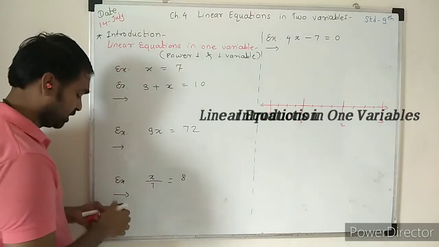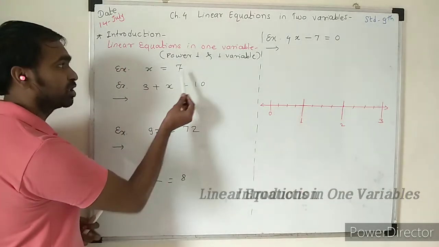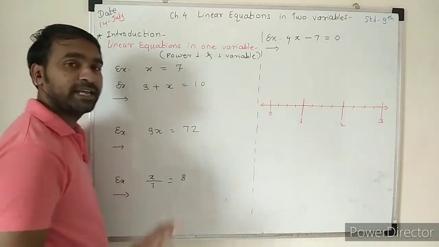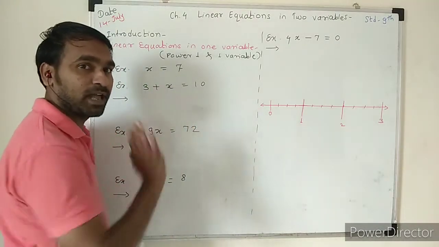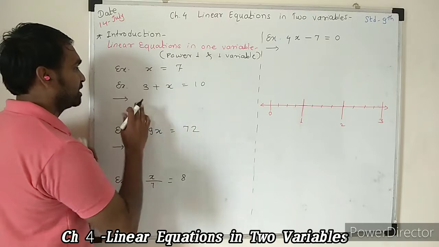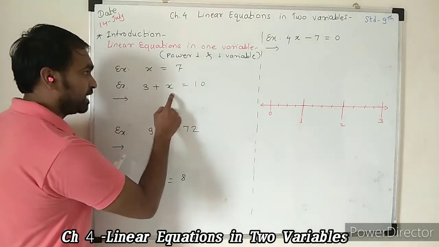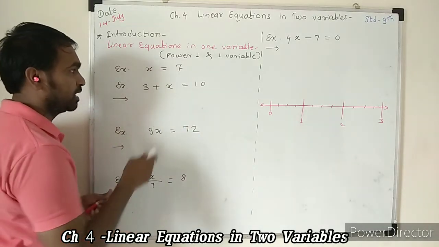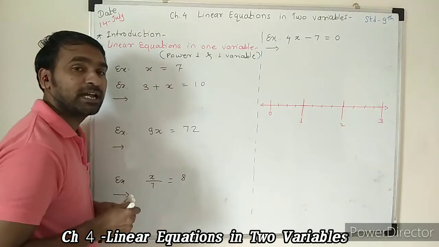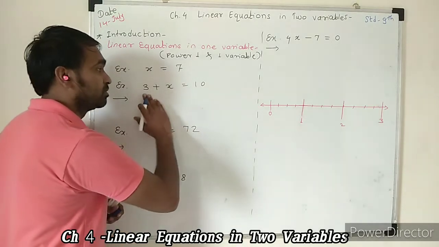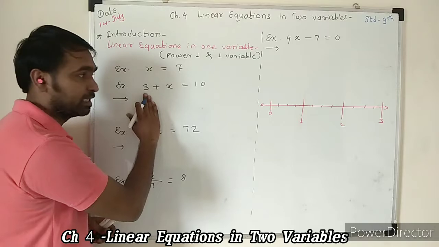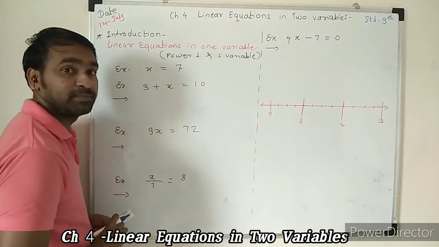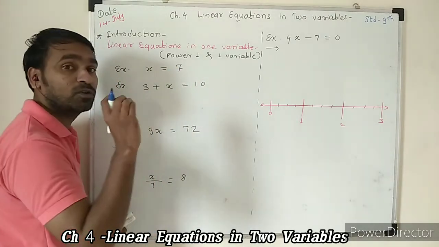First of all, see the examples. x is equal to 7. Here it is already given, x is equal to 7, so this is the value of x. Next example, 3 plus x is equal to 10. Here the positive 3 on the left side shifts to the right side as negative.